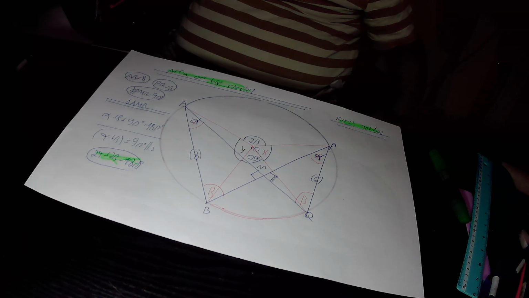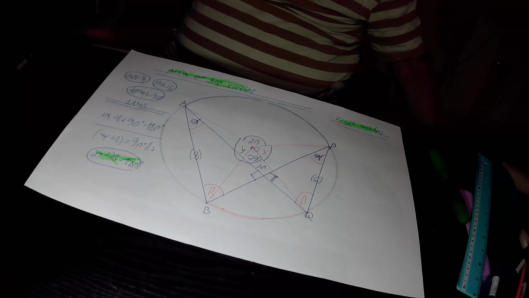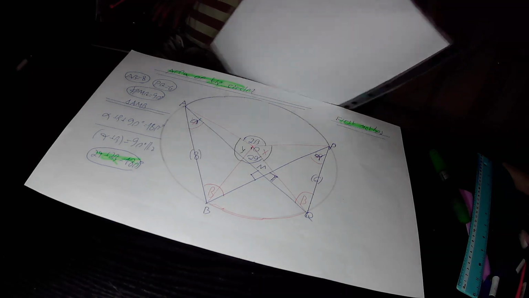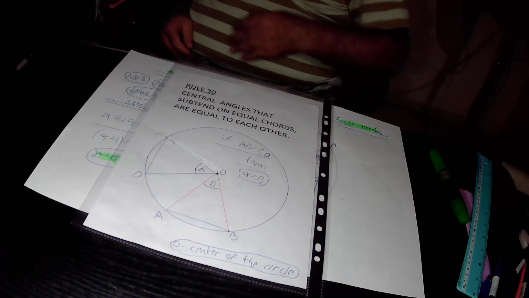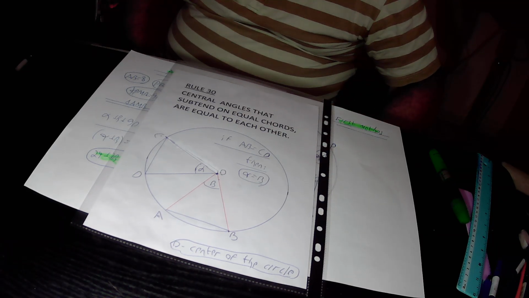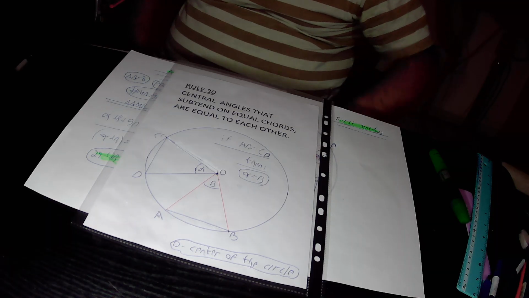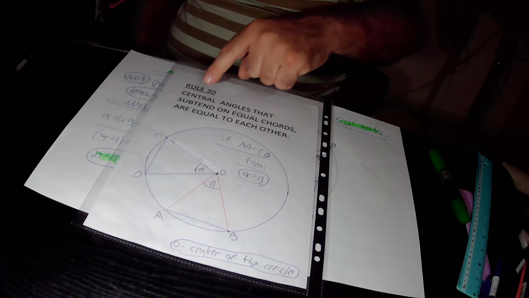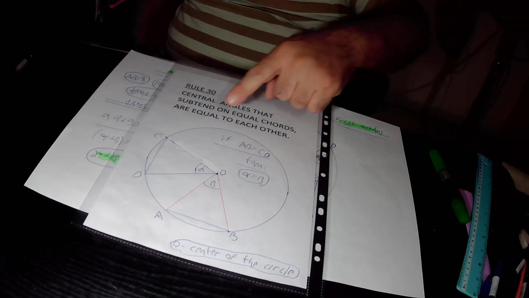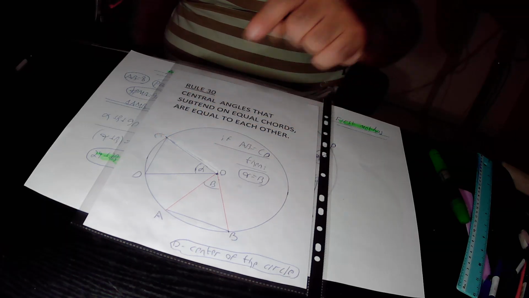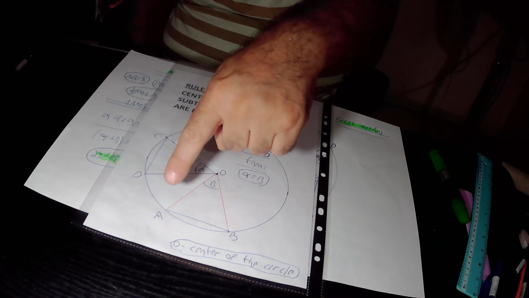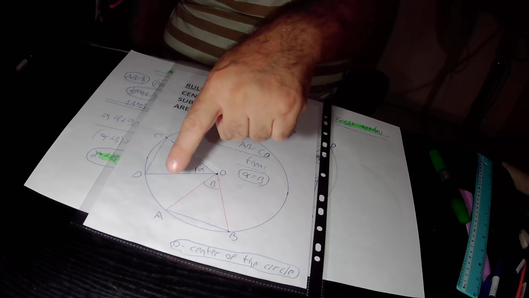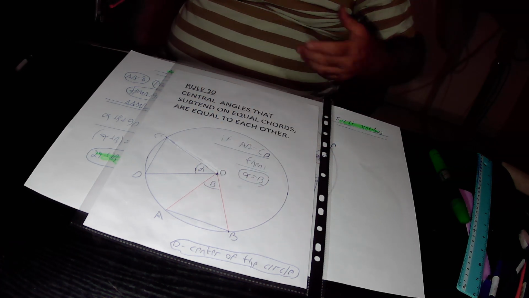In the next step, I presented to you rule 30, and we implemented rule 30 in our drawing. According to rule 30, center angles that subtend on equal chords are equal to each other. In the circle, this is center angle COD that subtends on chord CD. The size of center angle COD is alpha. Likewise, we have center angle AOB that subtends on chord AB. The size of center angle AOB is beta.